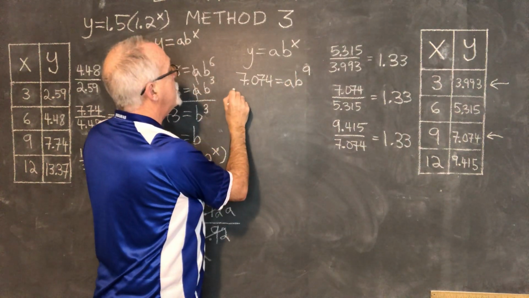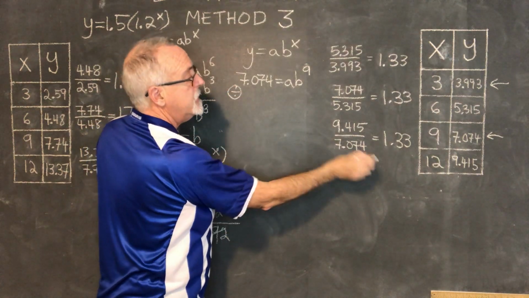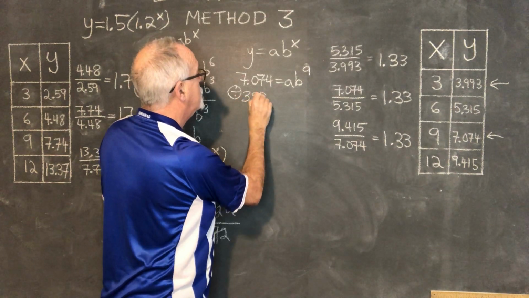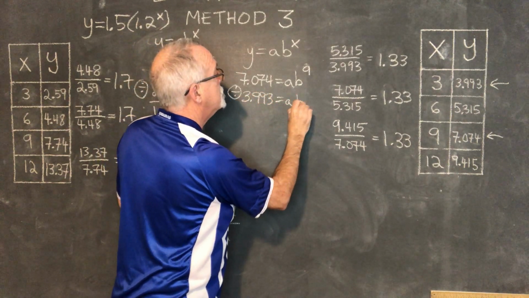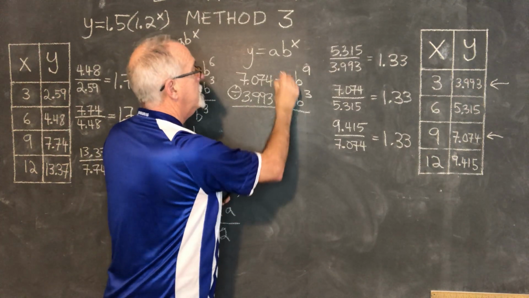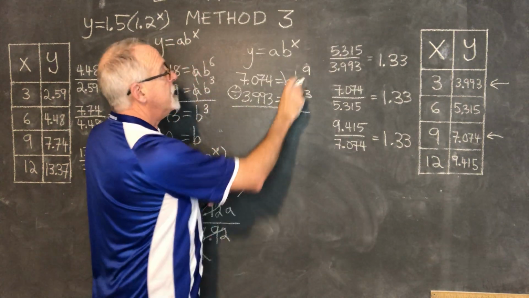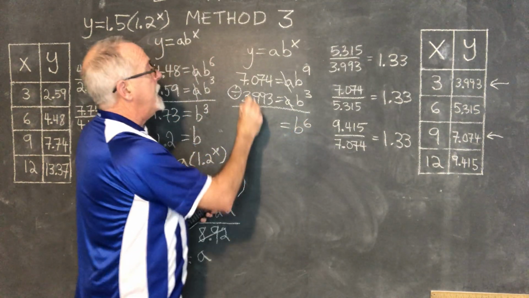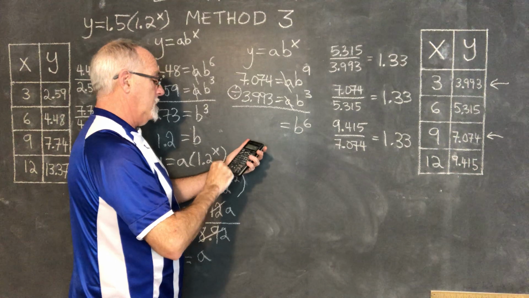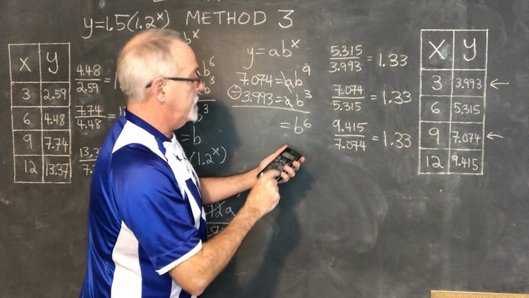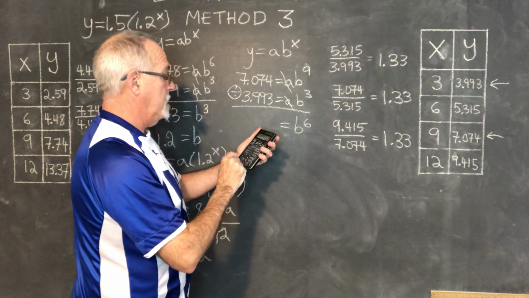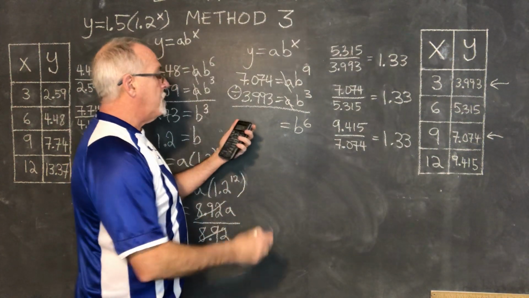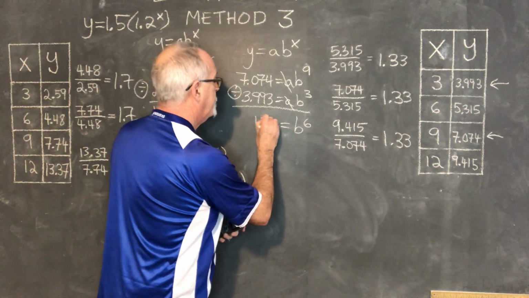And I am dividing that by 3.993 equals a times b cubed. When I divide, the a's cancel. We knew that would happen. b to the 9 divided by b to the 3 is equal to b to the 6. And 7.074 divided by 3.993 equals 1.7716, etc. I'm just going to write 1.77.